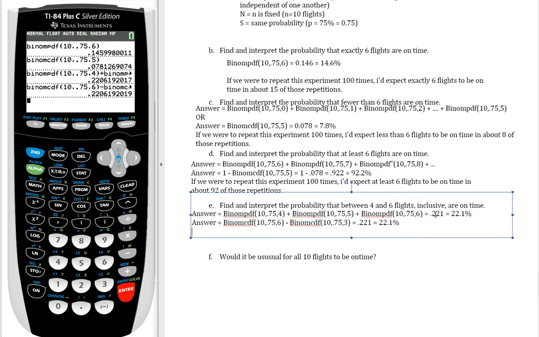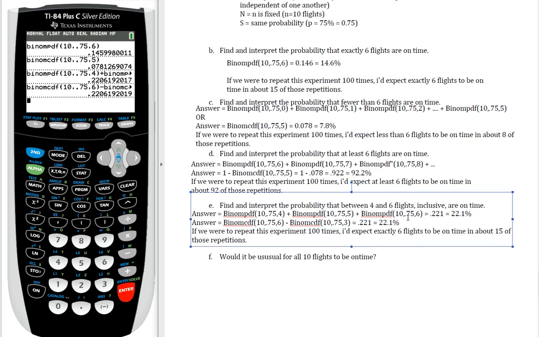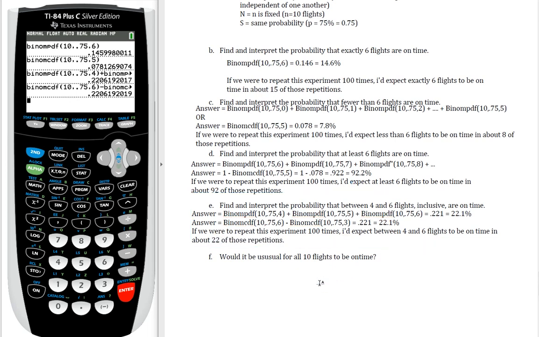And as you may expect, we would then interpret it using more or less the same sentence. I'd expect between 4 and 6 flights to be on time in about 22%. So I'd expect about 22 of those repetitions. So that gives me my answer for E.